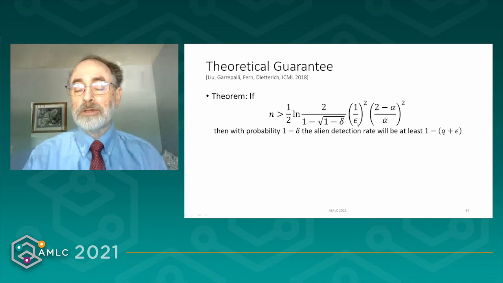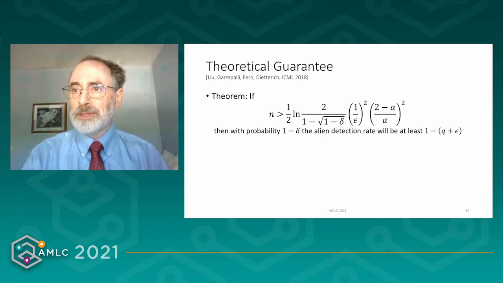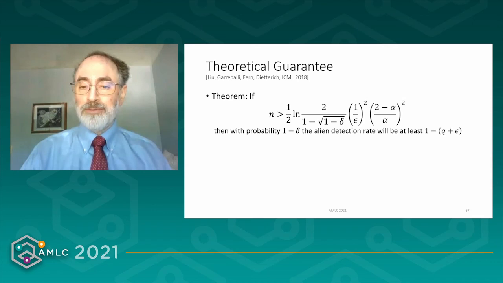So as alpha gets tiny and as epsilon gets tiny, our required sample size gets very large. And this makes sense because when alpha is very small, we actually have very few anomalies in that mixture distribution. So the sample size needs to get big enough so that we can actually get enough anomalies effectively to measure FA.